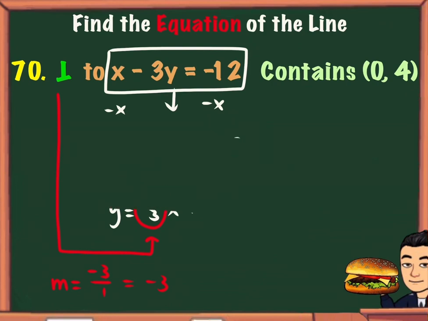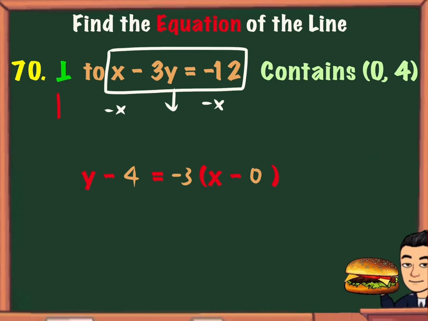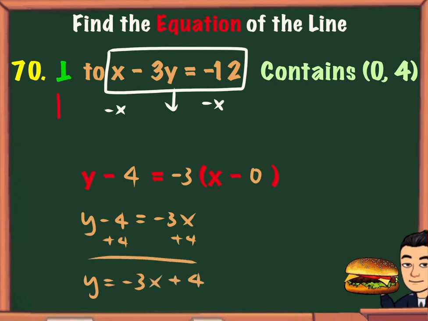Let me erase all this work. Now, using the point-slope formula, we know that the slope is negative 3 and the line contains 0, which is the x1, and 4 is the y1. Let me erase this as well. We can rewrite this equation as y minus 4 equals negative 3x. If you add 4 on both sides, y is going to equal negative 3x plus 4. And that's going to be your equation.